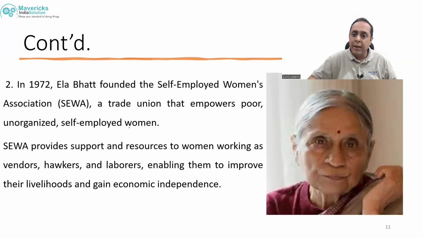Let's move on to Ela Bhatt. In 1972, Ela Bhatt founded the Self-Employed Women's Association, a trade union that empowers poor, unorganized, and self-employed women. 1972 में ईला भट्ट ने एक ऑर्गेनाइजेशन की स्थापना की, और उसको उन्होंने नाम दिया सेवा, सेल्फ एम्प्लॉयड वुमेन्स एसोसिएशन, जिसके अंतर्गत उन्होंने उन गरीब महिलाओं को जो अनऑर्गेनाइज थी उन्हें सेल्फ एम्प्लॉयड करने में मदद की, ताकि वो अपनी लाइवलीहुड अर्न कर सके.